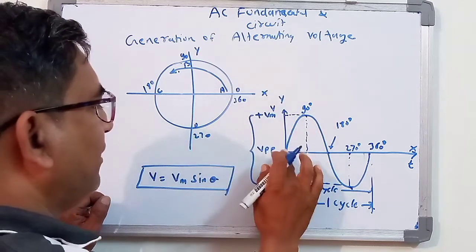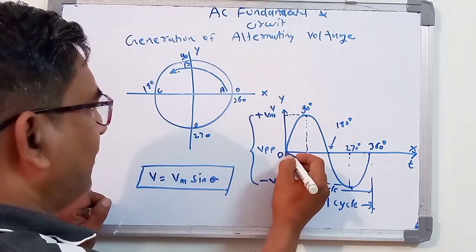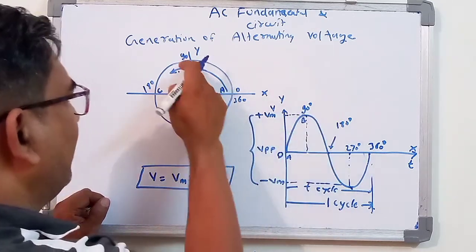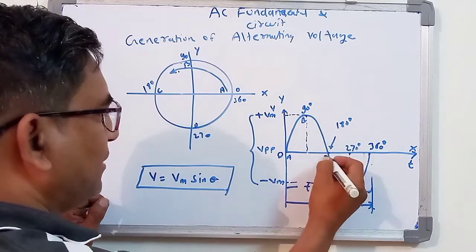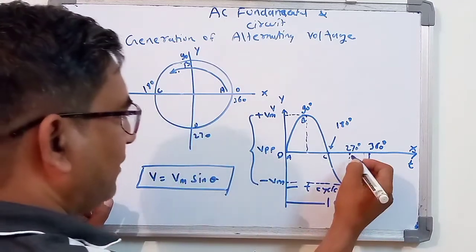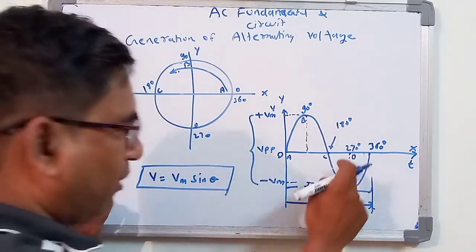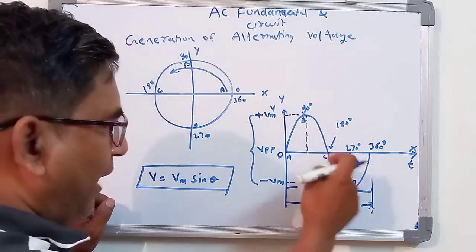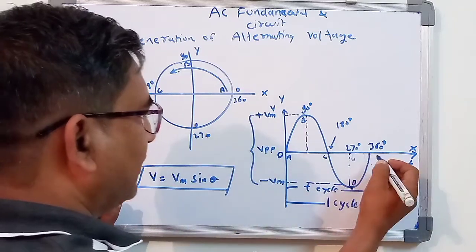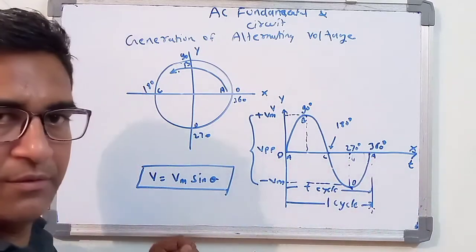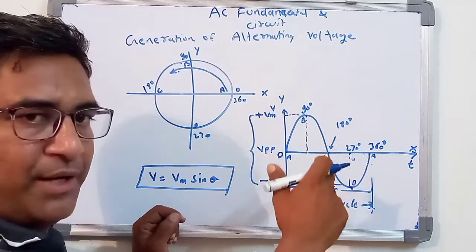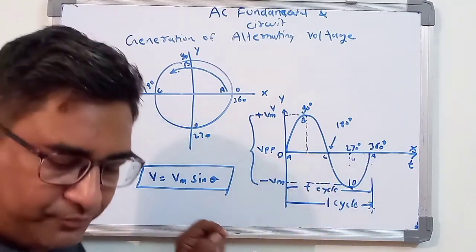We will give here the names: starting from 0 means A, up to 90 degree we will give here B. From B to C, it is this one. From C to D, it is this value. Or you may write down D just below the 270 degree, and from D to rest again it is D. So this will give you the full complete 360 degree value.